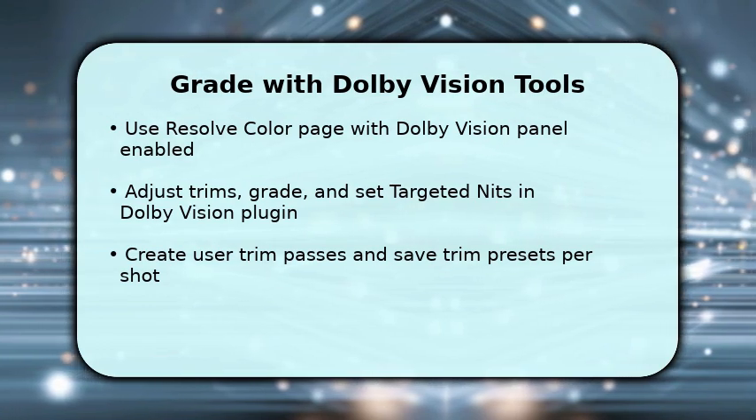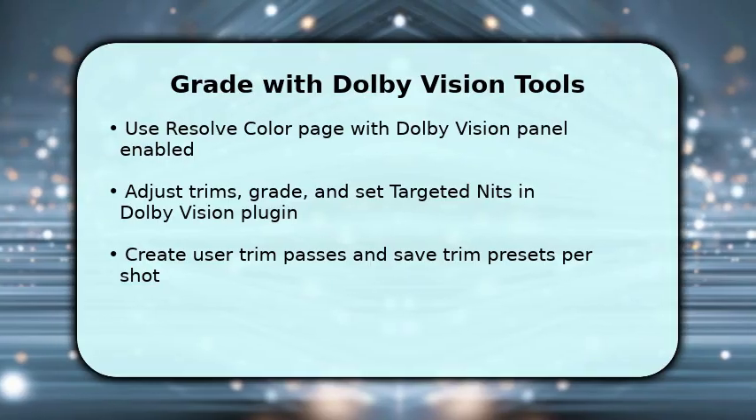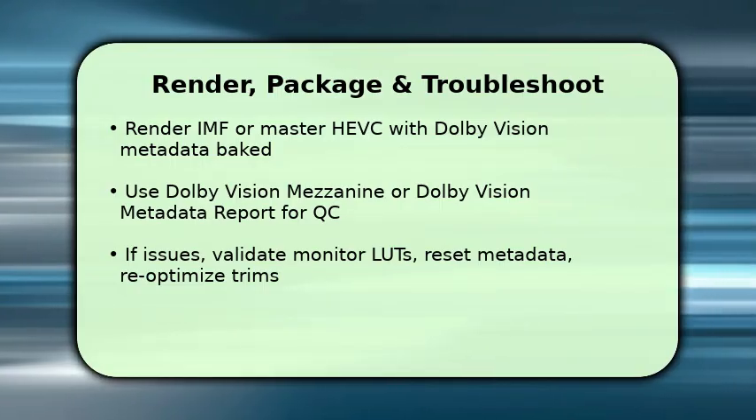Finish by rendering a Dolby Vision master, typically IMF or HEVC with embedded Dolby Vision metadata, and generate a metadata report for QC. Upload or package the mezzanine file as required by delivery specs. Make sure the exported file retains the profile and trims you created.